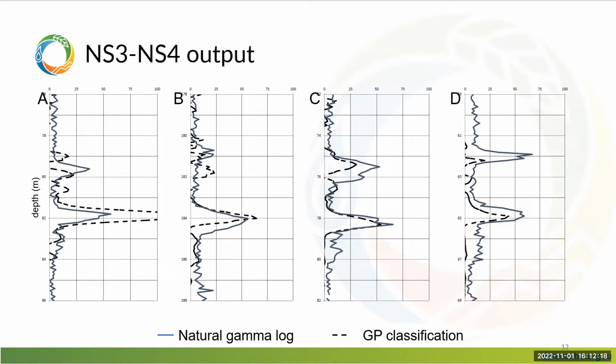These images show the GP classification of several NS3 and NS4 signatures. A on the left is a typical example of the signature that is well classified. The other examples are all distorted or stretched in some way, which affects the classification, and they get worse from left to right.